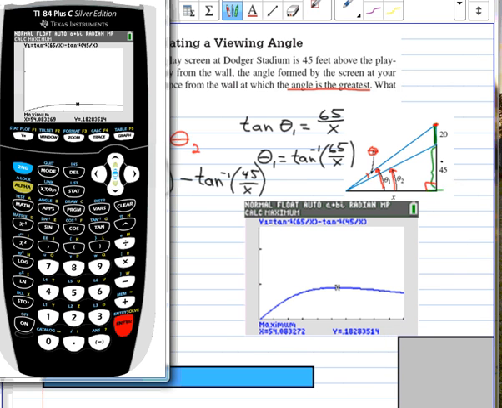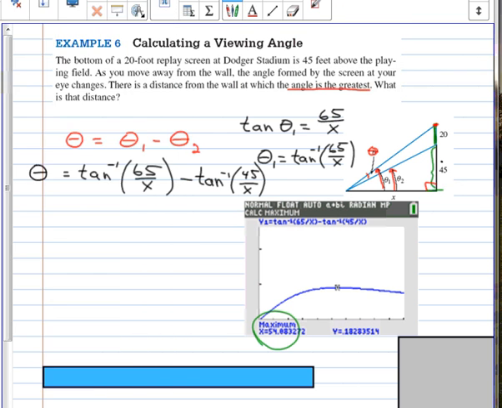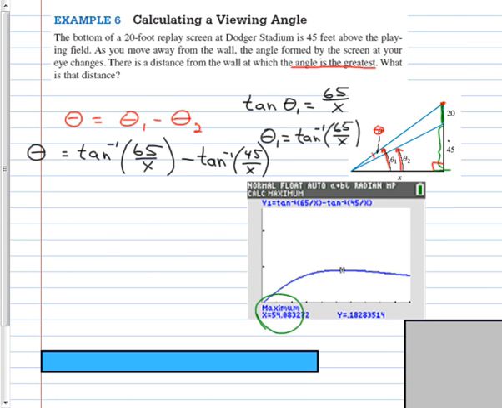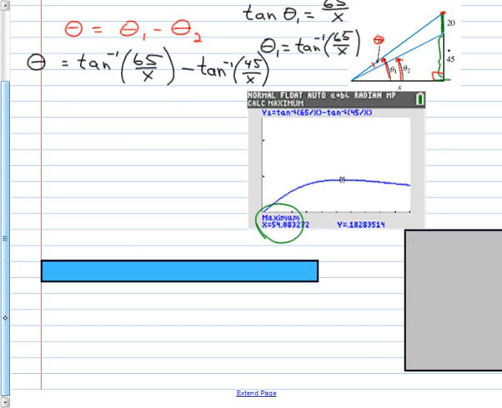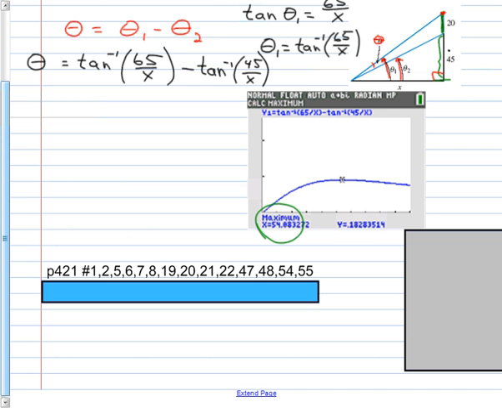Where's the maximum? The maximum angle occurs when you are 54 feet away from that screen. So that's where you should sit. The picture will look the biggest. When will we ever use math? Well, now you know.